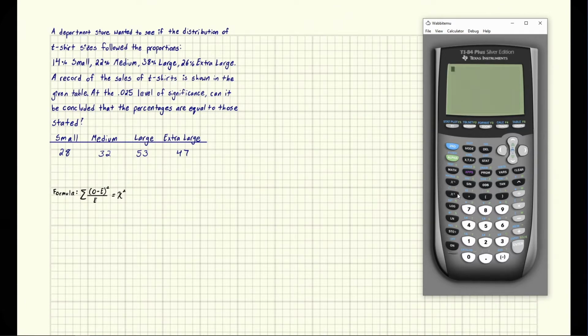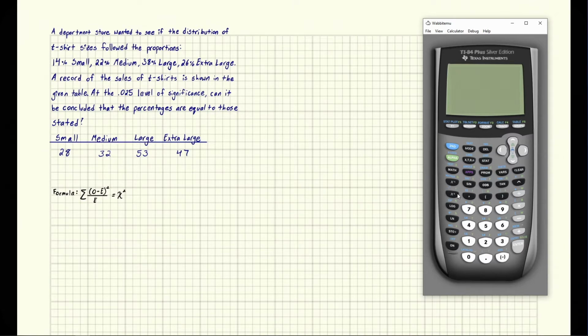So they want us to see, hey, does this distribution of values match this distribution of values? Now, down here, they're actual values, like 32, 53, 47. They're not percentages. And up here, these are percentages, right? Is 14% small? Well, it's 14% of all these values. Like, we don't know. Not yet, because we haven't done any math yet. But that's what we're trying to figure out.